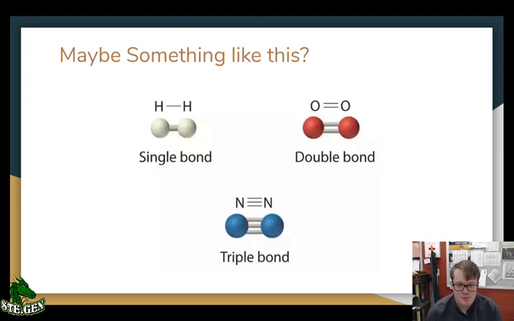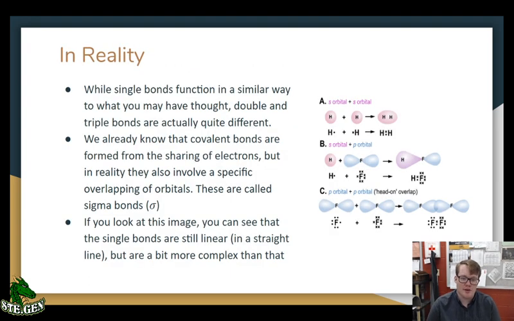I also lied to you, though, because that's not actually really going to be what's happening. So while single bonds function in a similar way, single bonds are for the most part going to do that. Double and triple bonds are different. We know that covalent bonds are formed from sharing electrons, but in reality they also involve orbitals overlapping. So you might have been wondering why we talked about orbitals.